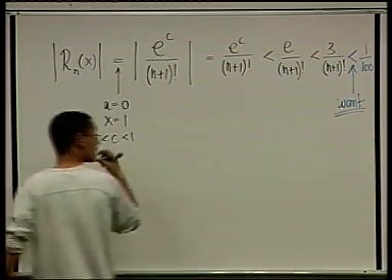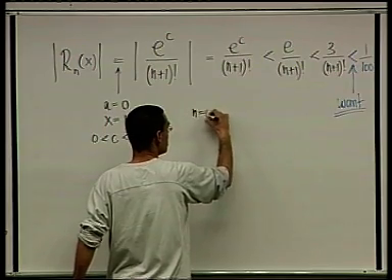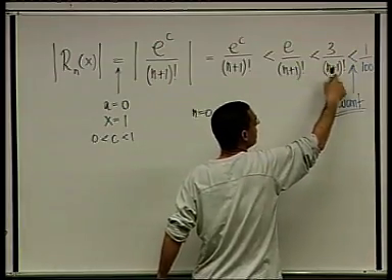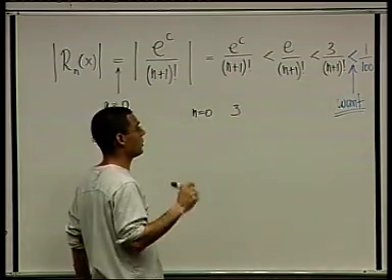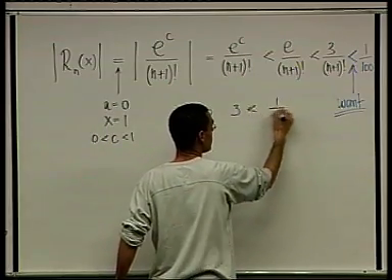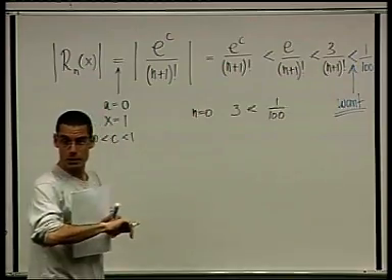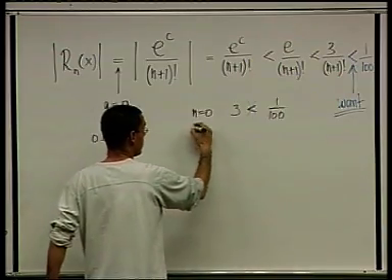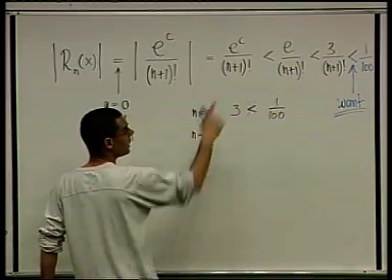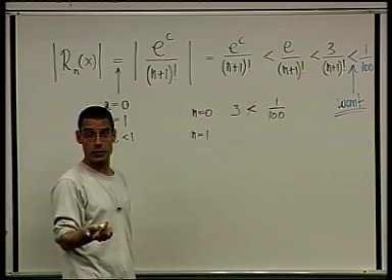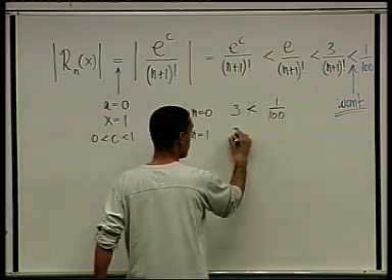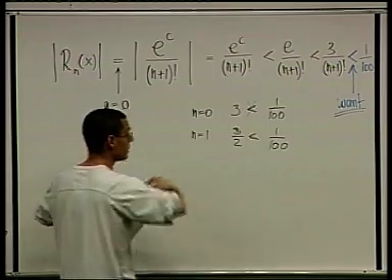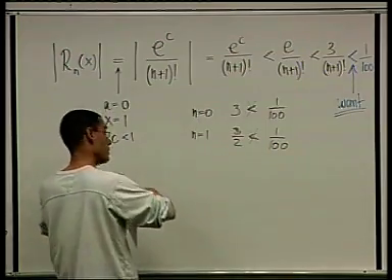So let's see. For n equals 0, we get 3 divided by 0 plus 1 is just 1, factorial is just 1. Is 3 less than 1 over 100? It's not. So we can't stop at n equals 0. What about n equals 1? We get 3 divided by 1 plus 1 factorial. That's 3 over 2. Is 3 over 2 less than 1 over 100? Not quite. So we have to move on.